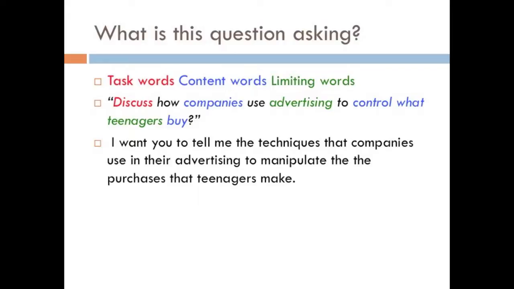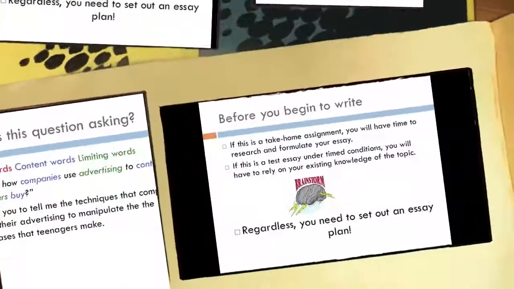Okay, so you're going to talk about this. I want you to talk about how you've come to this idea. All right, your content words are companies and control what teenagers buy. That's what this is about. It's about how companies control what teenagers buy. Your limiting words are use advertising techniques. Okay, so all I want to know is how do companies use advertising techniques in order to get teenagers to buy things.